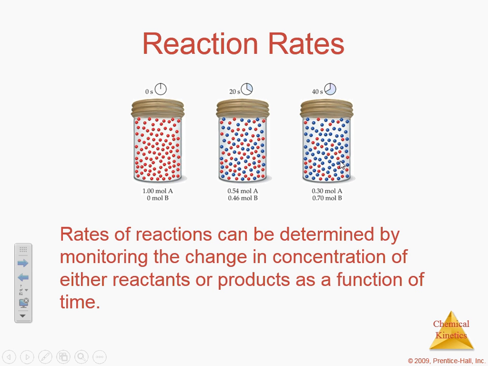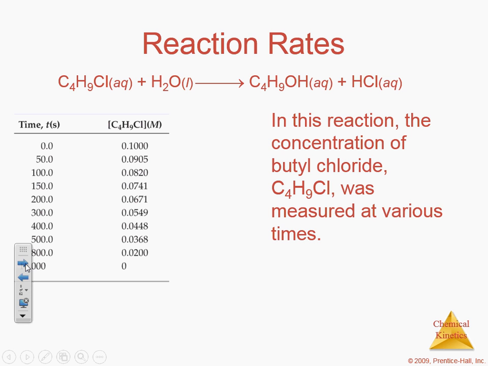When we monitor reaction rates, what we're going to do is measure the concentration of our reactants and products over the course of time. So if we look at a reaction like this, in this reaction the concentration of butyl chloride, which is C4H9Cl, was measured at various times. So we have butyl chloride reacting with water, and we get our two products. What we did is we measured the concentration of butyl chloride over time.